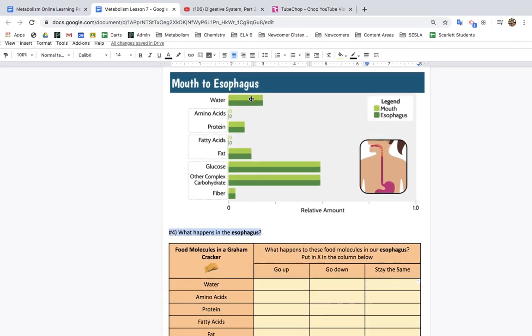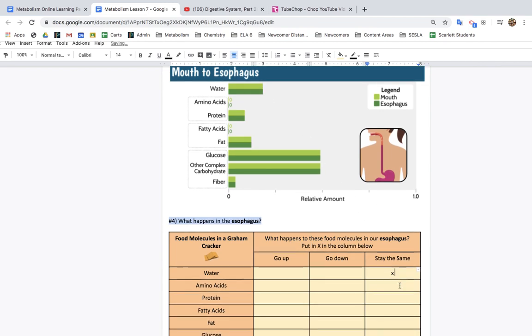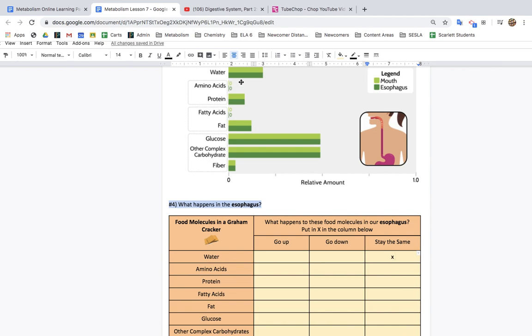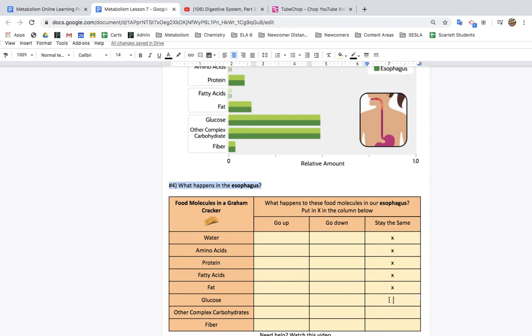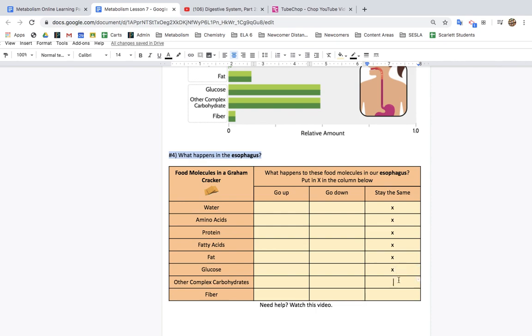It looks like water in the mouth and esophagus after eating a graham cracker is the same in a healthy person. Amino acids, 0 and 0. That's also the same. Protein, looks like that's the same. Fatty acids, the same. Fat, again the same. Glucose, again the same. Other complex carbohydrates, again the same. And fiber, again the same.